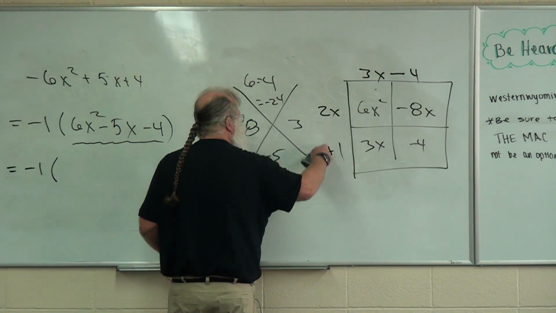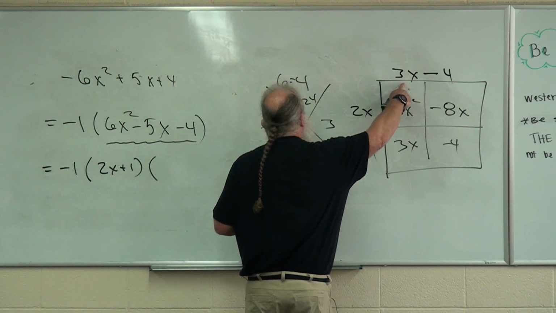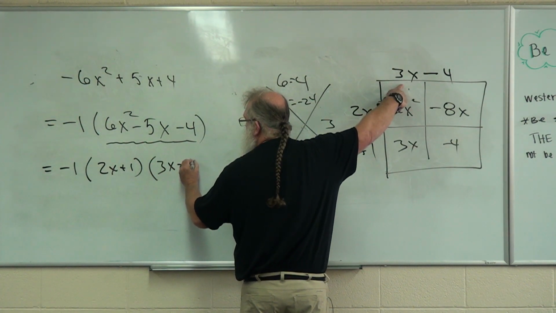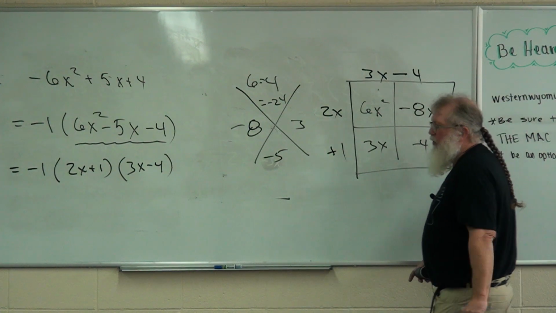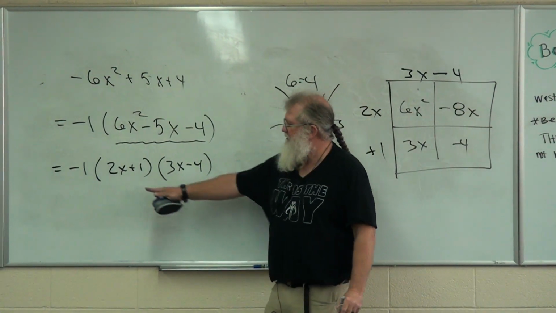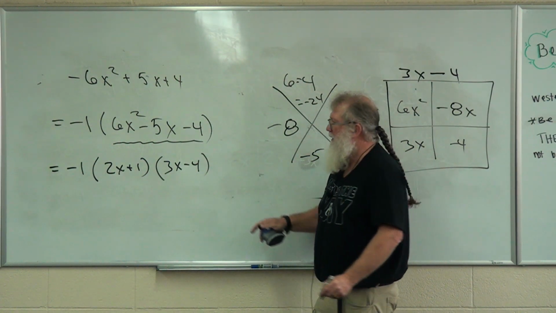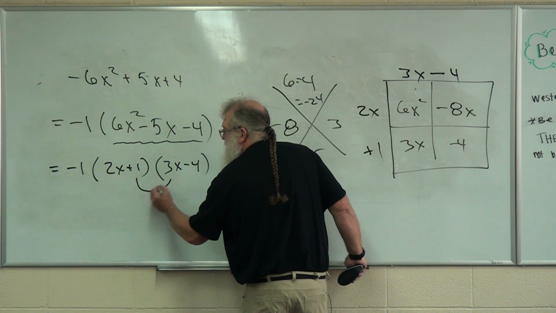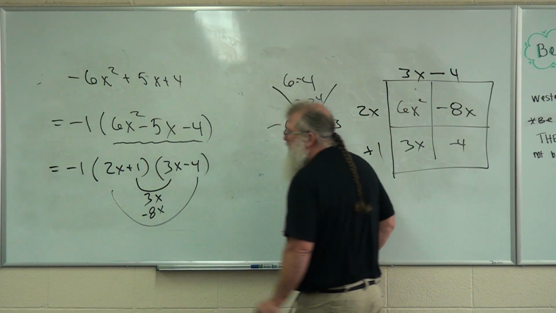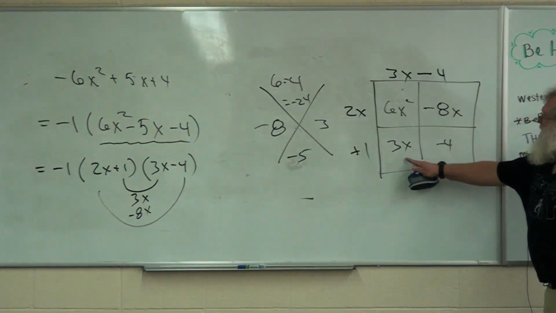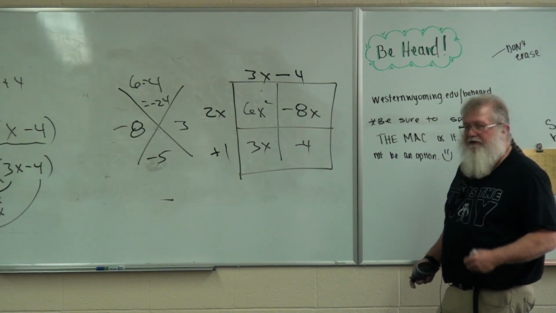We have 2x plus 1 times 3x minus what? 4. And if you doubt, you could always check. We know the first times the first is 6x squared. We know the last times last is what? Minus 4. You could check. This is what? 3x. This is what? Minus 8x. Have we seen those two terms before? Yeah, 3x and what? Minus 8x. All right. So this is an algorithm.